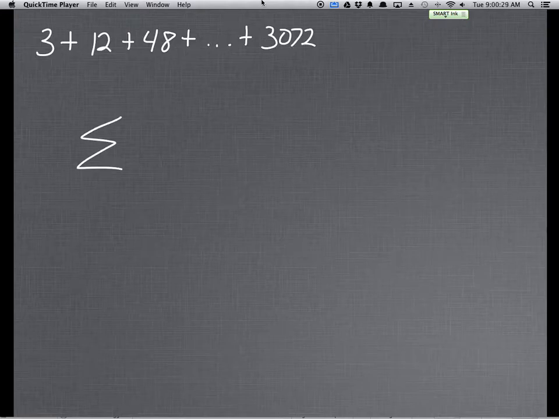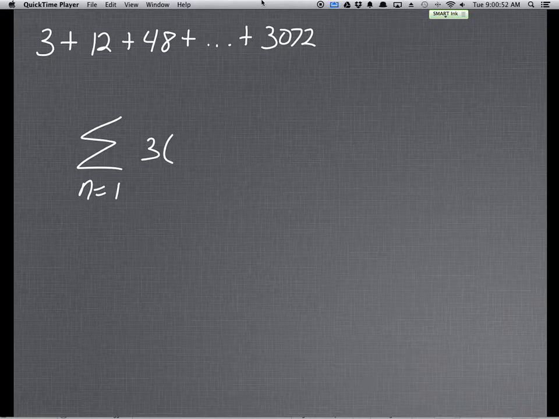They did not tell me what they wanted to start with on the bottom, so if they don't tell me what to start with, what do we want to start with? n equals 1. Then what do I use to figure out what goes inside of it? The explicit formula, very good. So the explicit formula is a sub 1 times r to the n minus 1. So what is a sub 1 on this one? 3. What is r? 4.